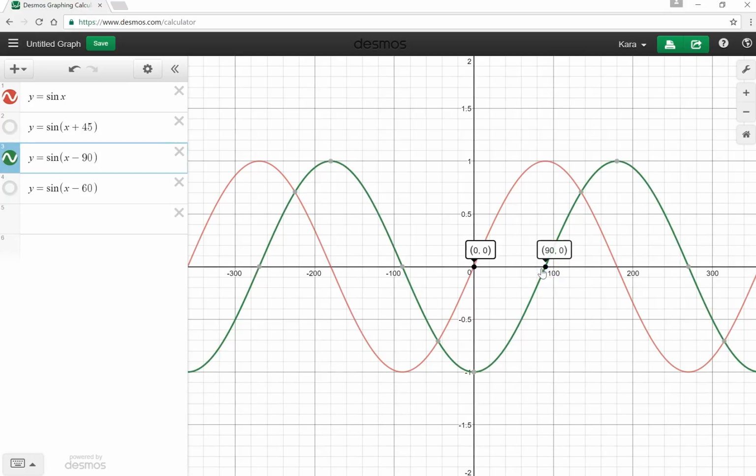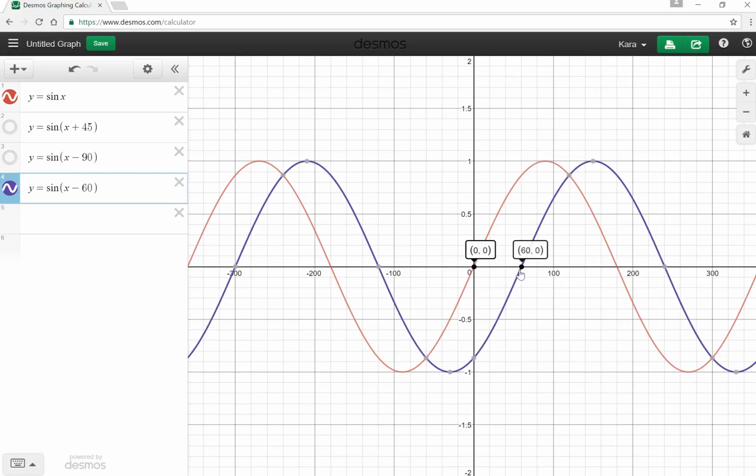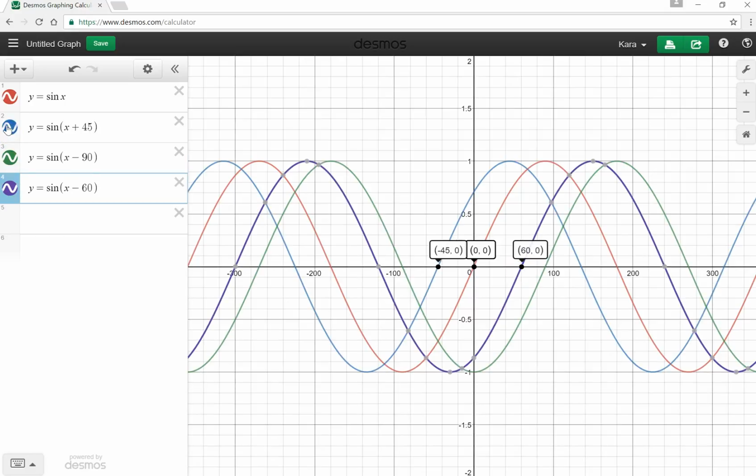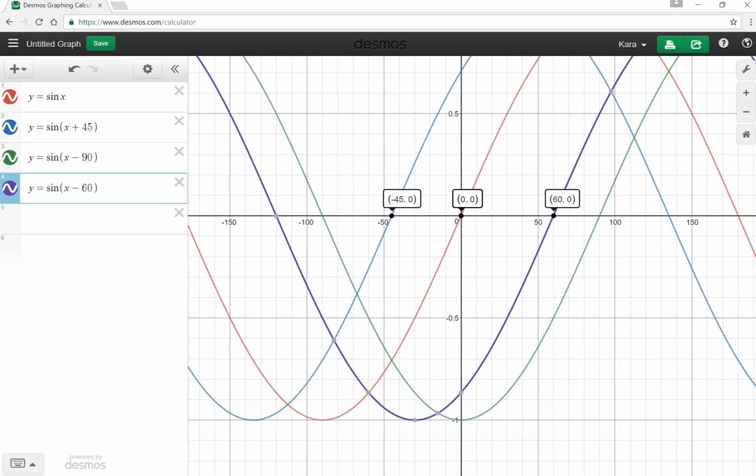So now you can anticipate, taking a look at the C value, you can tell which direction that we had that shift in. Okay? Let's take a look at the last one. So that's sine of x minus 60. So we would predict that would be a shift to the right 60 degrees. And there it is, 60 degrees. So we could put all of those on there, and you can see the shift for each of those graphs.